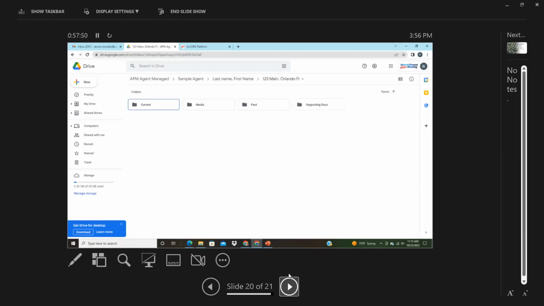And this is the way each property folder will look. Anything that's pertaining to the current tenancy will go in current. Media, any photographs, video walkthroughs, anything that pertains to the property as far as media goes. So things you might have done for the listing. Past, anything regarding past tenancy or past ownership should go in there. And then supporting docs, again, any information pertinent to the property itself, as far as utilities, that owner informational questionnaire, you can put that in there.